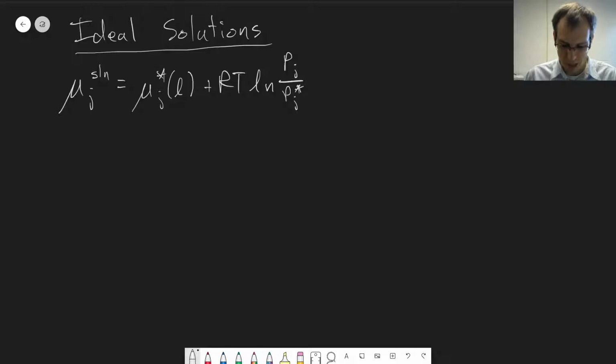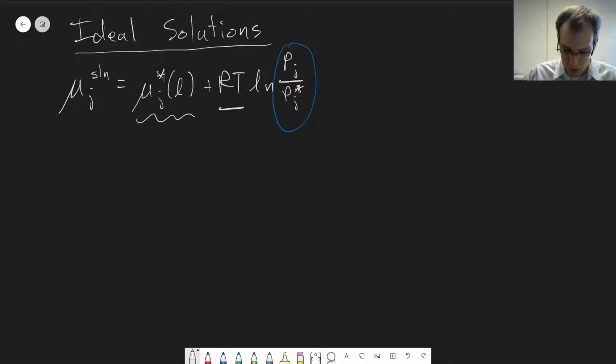And so we need some way... most of this is constants, right? At a constant temperature and pressure, in terms of understanding chemical potentials, this is a fixed value. R and T, we're considering a specific temperature and pressure. We'll vary those, but at a given temperature and pressure, this is constant. So really what we need to understand is this term here. How do we find this PJ value? PJ star is going to be some specific value as well.